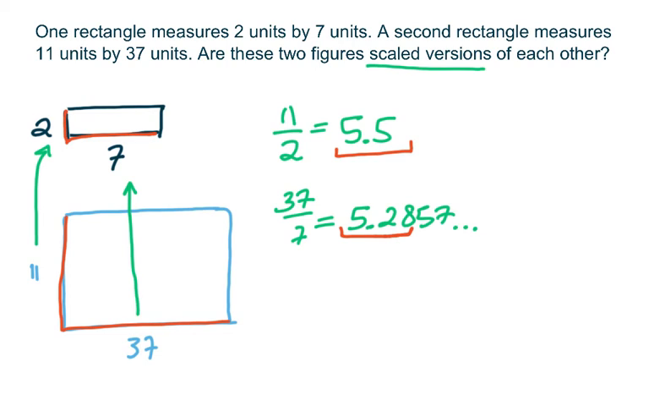If you chose the answer yes, which is wrong, you might not have understood or maybe not remembered how to determine if things are scaled versions of each other. So you might not have remembered that you're going to look for that constant of proportionality, or sometimes we just call it the scale factor. You might have forgotten how to find that, or you might have forgotten that that's what you should be looking for.